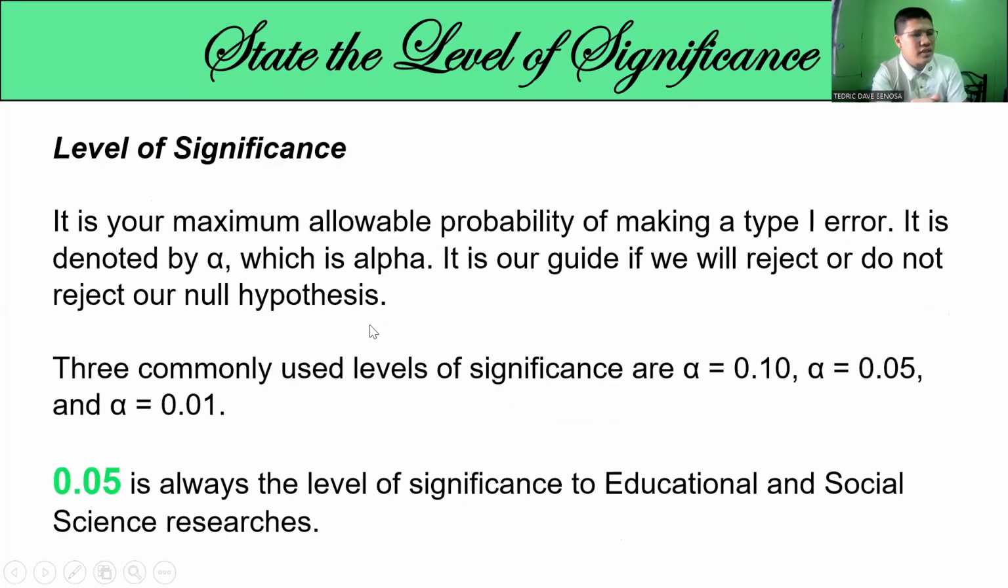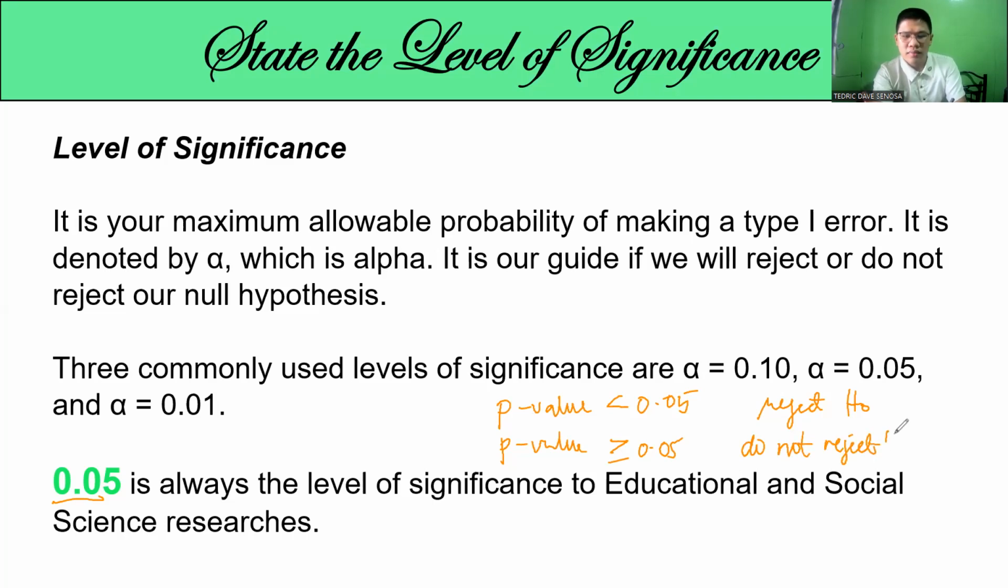We also discussed last time the level of significance, the 3 different levels of significance. Of course, we will use 0.05 since this is the common significance level for educational and social science research. So 0.05 is always our value, and this will be the basis. If the p-value later is less than 0.05, you reject the null. If the p-value is greater than or equal to 0.05, you do not reject.